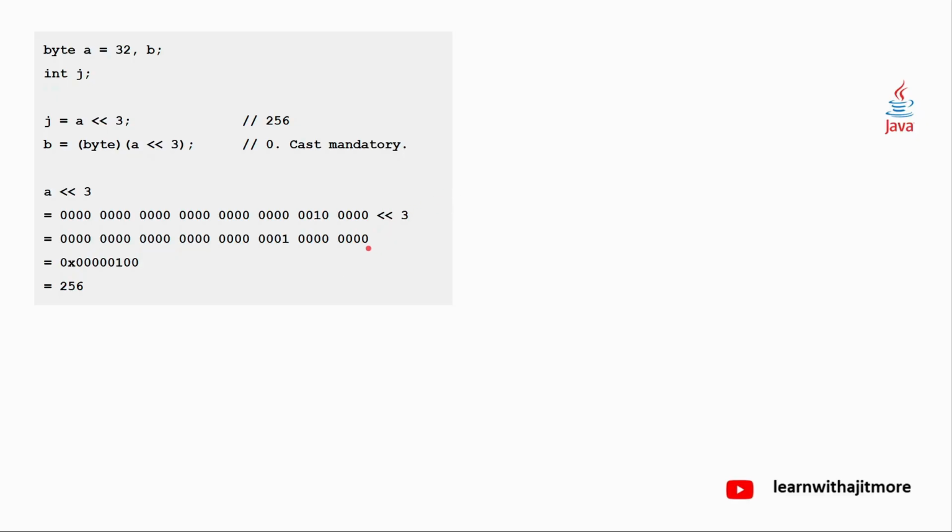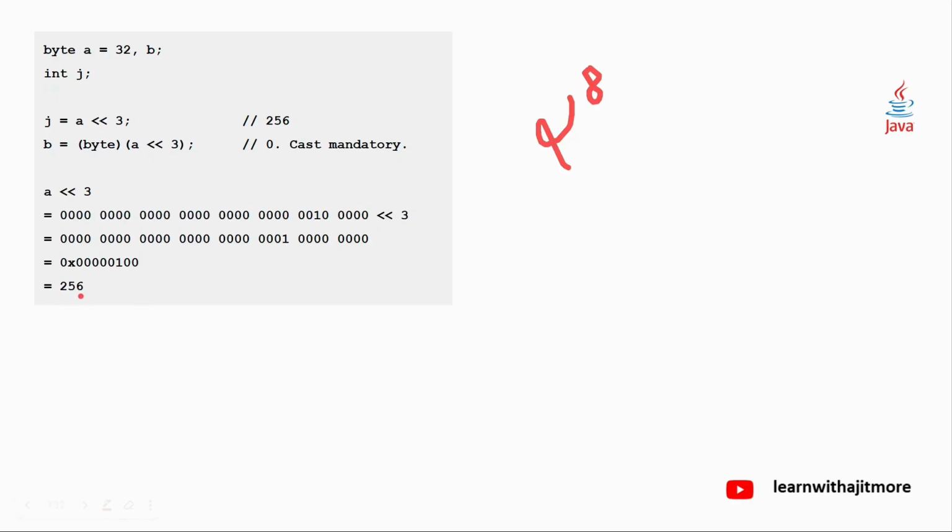At which place are you getting 1? 0, 1, 2, 3, 4, 5, 6, 7, 8. So at place 8 there is 1. 1 at place 8 means 2 raised to 8. 2 raised to 8 is how much? 256. Powers of two, you should be able to do orally. 2 raised to 0 is 1. 2 raised to 1 is 2. 2 raised to 2 is 4. 2 raised to 3 is 8. 2 raised to 4 is 16. 2 raised to 5 is 32. 2 raised to 6 is 64. 2 raised to 7 is 128. And 2 raised to 8 is 256.